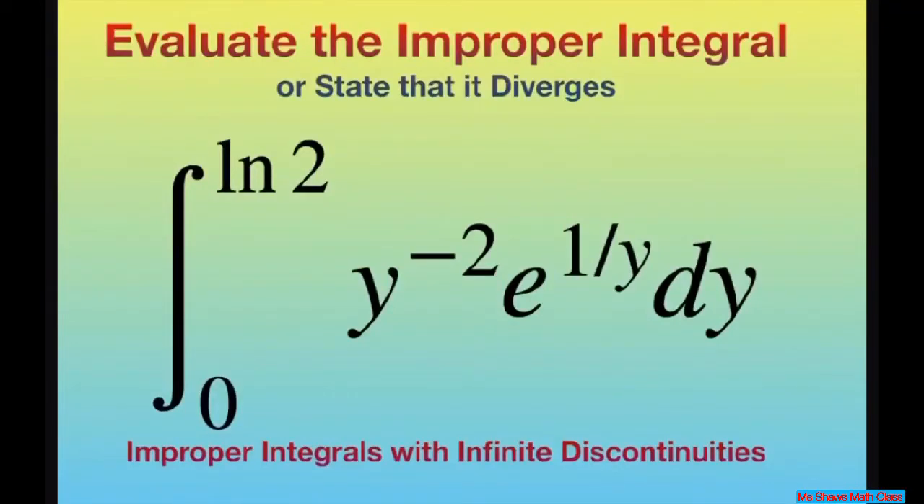Everyone, we're going to evaluate the improper integral or state that it diverges. We're going from 0 to ln of 2. We have y to the power of negative 2 times e to the power of 1 divided by y dy.